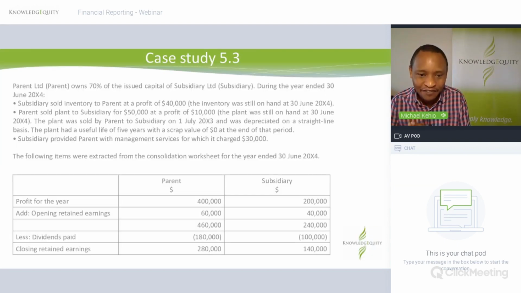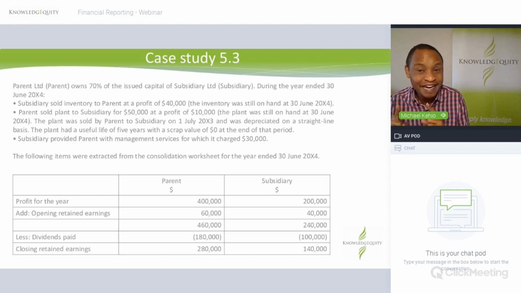Parent Limited owns 70% of the issued capital of subsidiary Limited. During the year ended 30th June 20x4, these are the transactions that occurred. Subsidiary sold inventory to parent at a profit of 40,000. Now, the next statement is very important. The inventory was still on hand at 30th June 20x4. What does that immediately tell you? There is unrealized profit because this inventory is still sitting within the group.